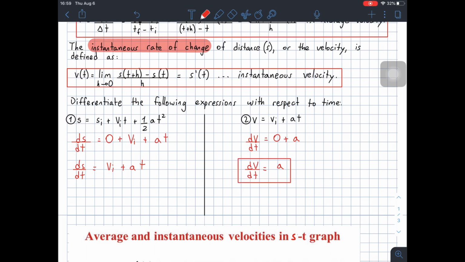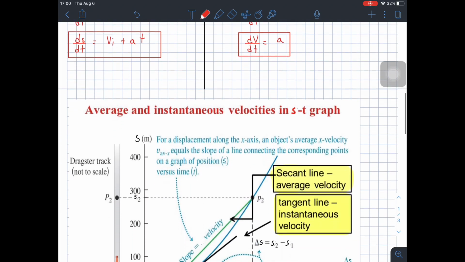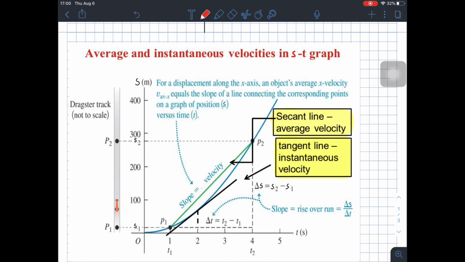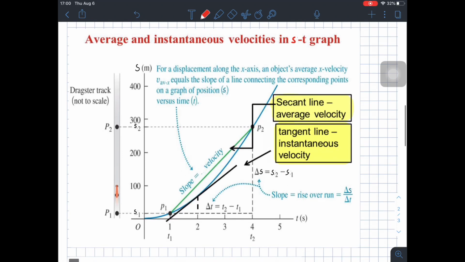So you see how all of these physical concepts are related to calculus, right? If we find the derivative of displacement, we're going to get the velocity formula, and if we find the derivative of the velocity formula, we actually end up getting acceleration, right? So here comes the graphical interpretation of what I just explained. It says average and instantaneous velocities in distance time graph. So in the y-axis we have distance in meters, and in the x-axis we have time in seconds, okay?